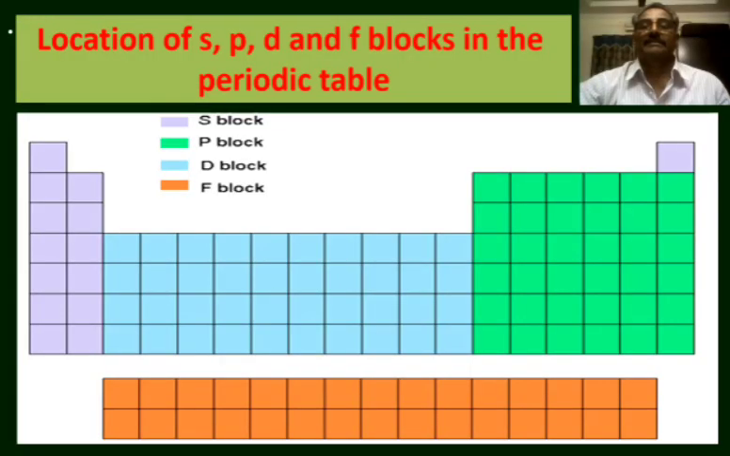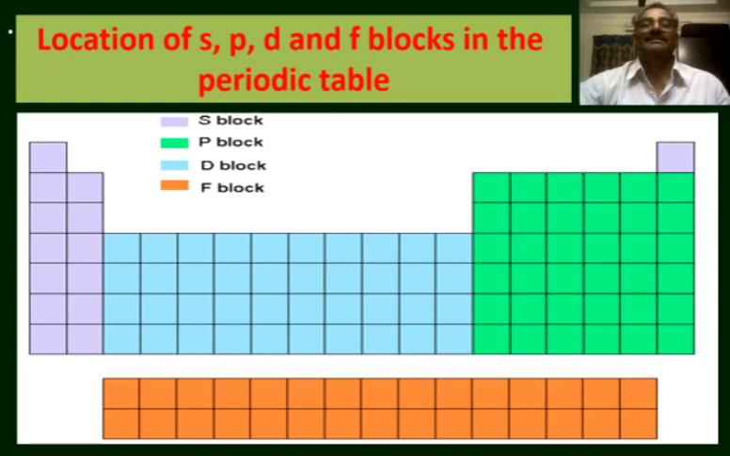In the previous classes, we discussed the general characteristics, merits and demerits of the long form of the periodic table. We also studied the common names of elements in the periodic table, and we discussed how to give temporary names to the newly discovered elements. We also discussed that the elements in a group reflect similar electronic configurations in the valence shell.